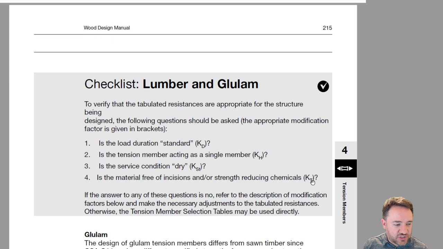We saw that these are mostly true for us, but one thing that is not is that KD is not 1, because our KD is 0.85. That means that our strength is going to be 85% of what the strengths are as listed in the table. So we have to take that into account when we're picking a member. We need to pick a member that's a bit stronger than our actual strength that we've written down here.